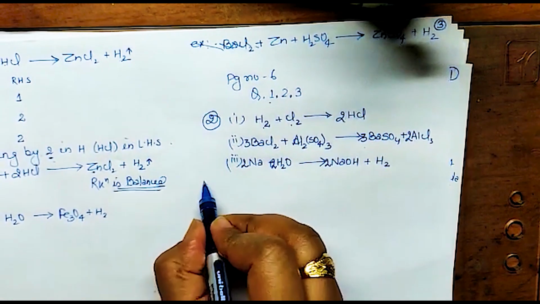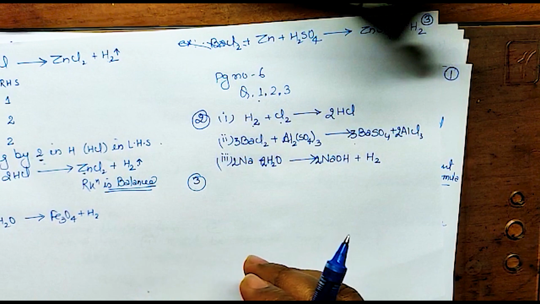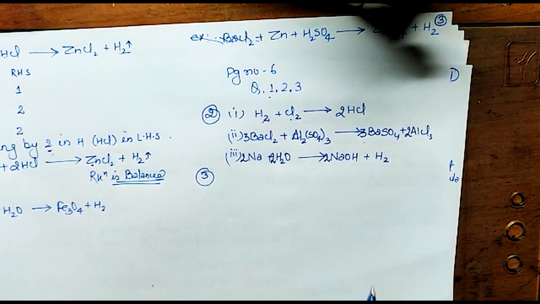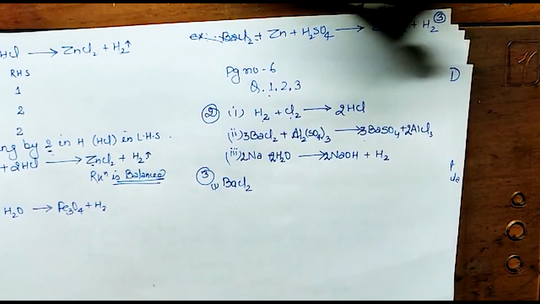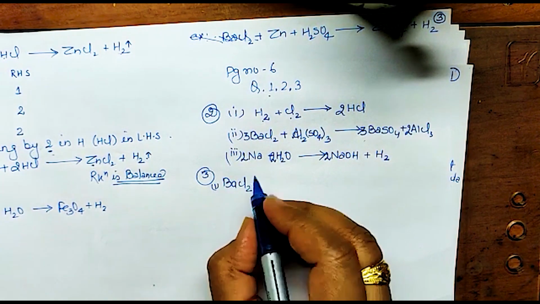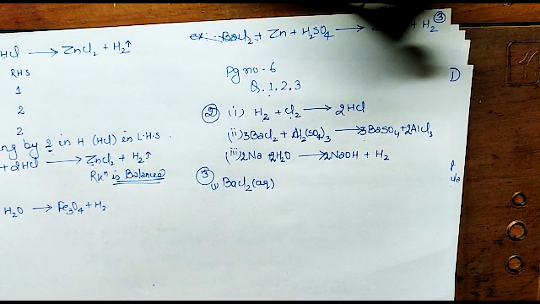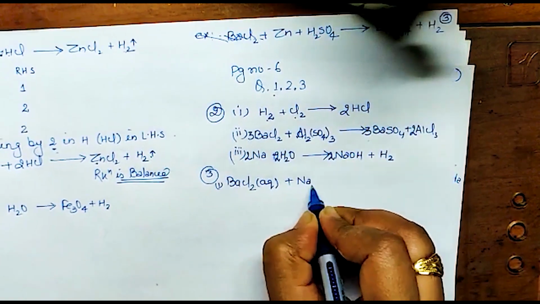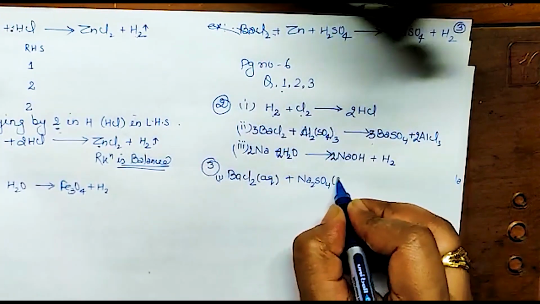Question number 3 is write a balanced chemical equation with the state symbol for the following reactions. First is solution of barium chloride. When it is said solution, it is dissolved in water, so the state will not be liquid, it will be aqueous. And sodium sulfate in water. Sodium sulfate formula is Na2SO4. Again, this is also in water, so that means aqueous.